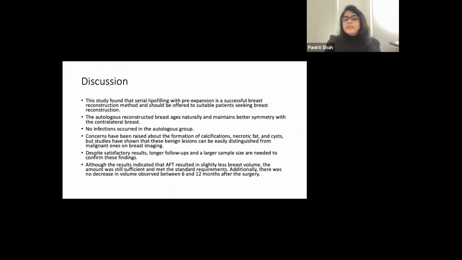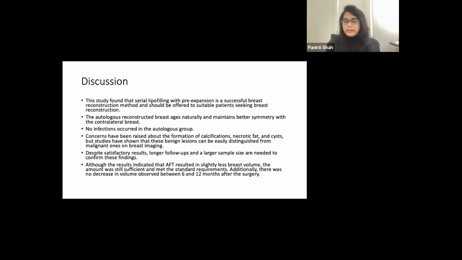So in discussion, we can say that this study found that serial lipofilling with pre-expansion is a successful breast reconstruction method, and it should be offered in suitable patients seeking breast reconstruction. And the autologous reconstructed breast ages naturally, and it maintains better symmetry with the contralateral breast.